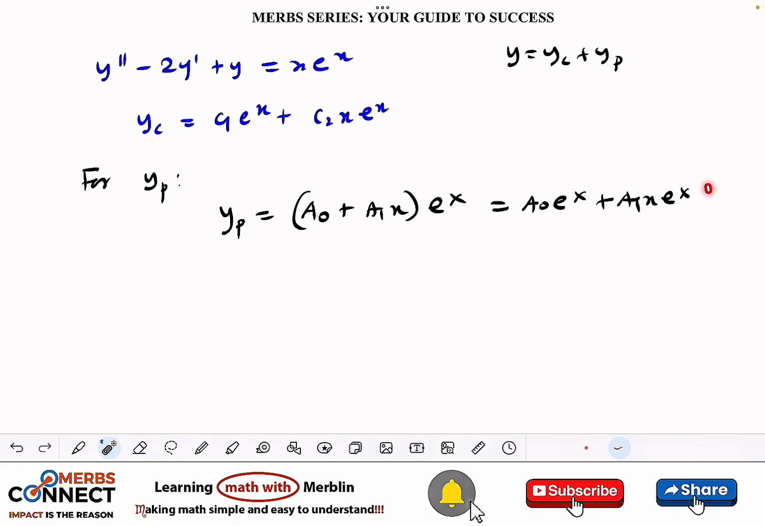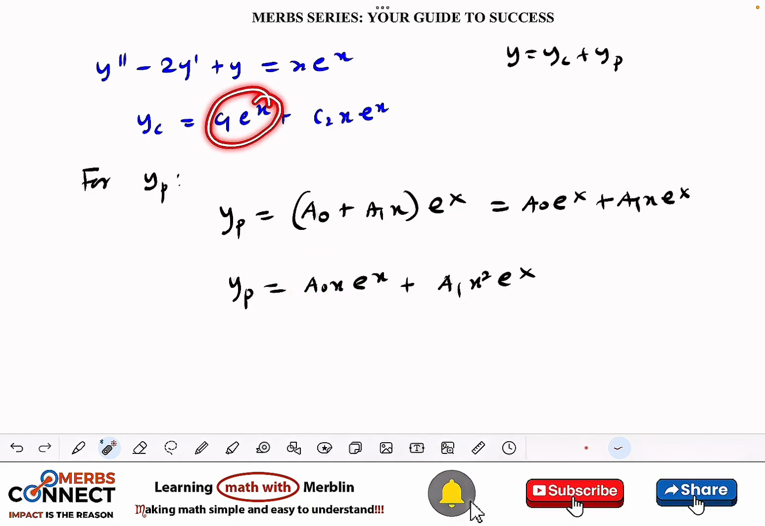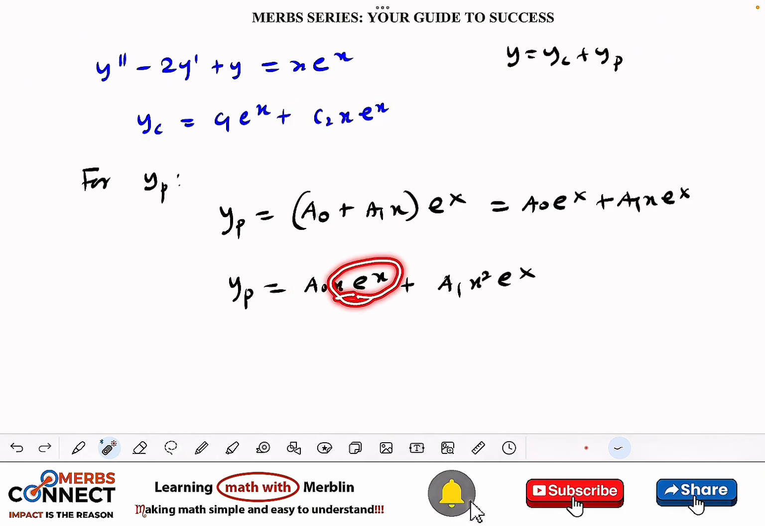So we modify this by multiplying through by x. Multiply through by x, you get a0 x e^x plus a1 x squared e to the power x. Now compare again, and we see that now we don't have any term with e^x and constant, but this term here is also the same as this, because we have the x and e^x again, which is also here, and the constant and a constant.